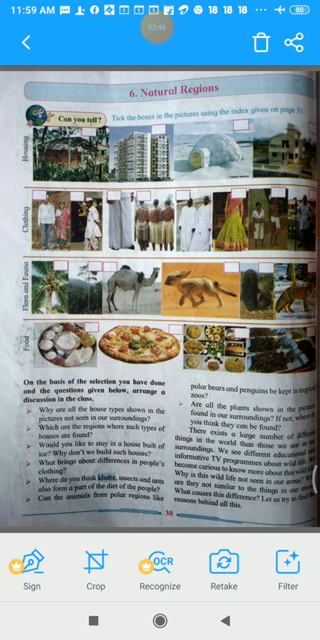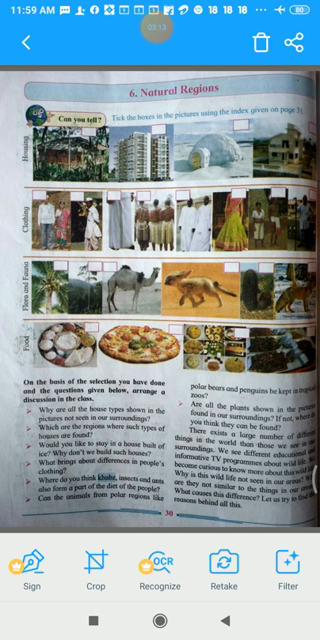Let us start further. On the basis of the selection you have done and the questions given below, arrange a discussion in the class. So this is a discussion to happen in the class. After you watch the pictures, you will understand what you have seen, what you are experiencing, and what you don't know. There are a few questions. I'll just read them.